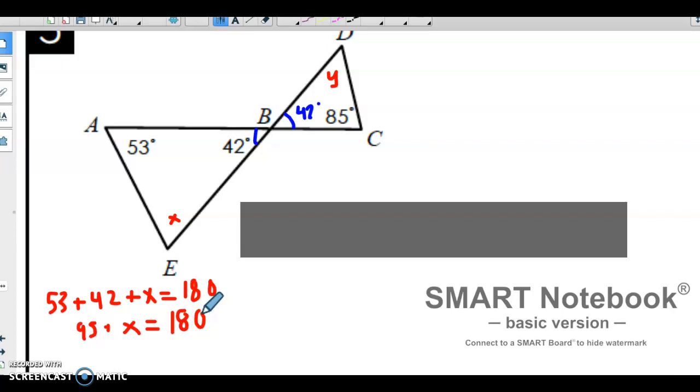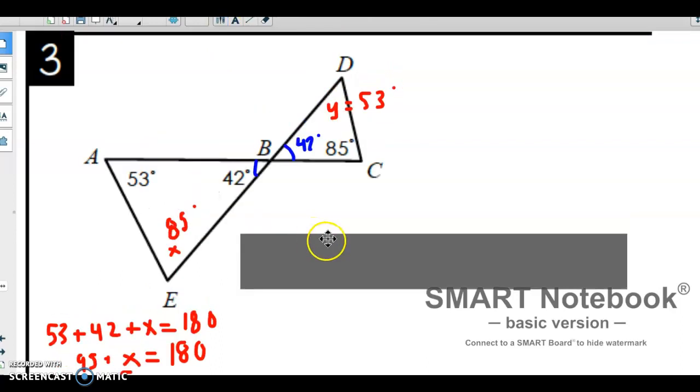So I need you to go ahead and do that. I need you to do on your phone calculator or on Desmos 180 minus 95. And when you do that, you get that X is equal to 85. And then I'm going to write that in here. And now we have 53, 42, 85. Over here, if we have a 42 and an 85, we know that Y up here has to be equal to 53 because all three angles in a triangle have to add up to 180.